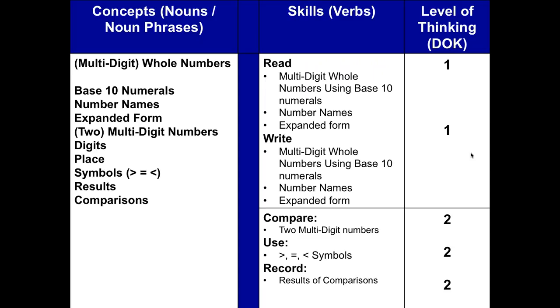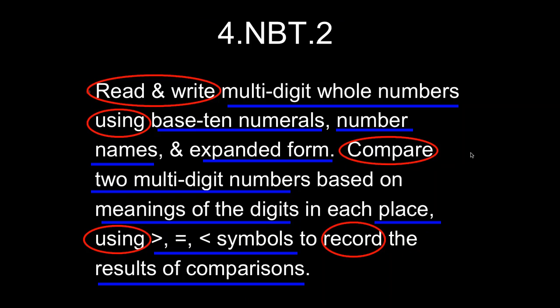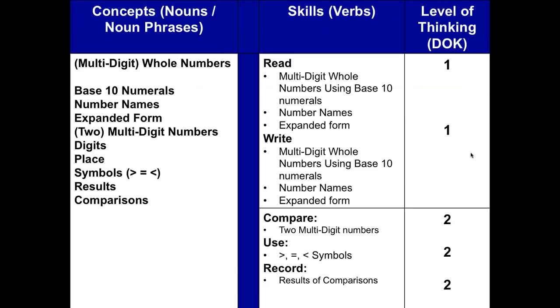So it's important that we're aligning the concepts with the skill, because that then identifies the DOK level. And then below you see comparing and using and recording. Comparing what though? Comparing two multi-digit numbers. Using greater than, equals, or less than symbols. Recording the results of the comparisons. So it's critical when we unwrap that we don't just underline and circle and then list those 5 particular skills, but what we actually have to do with them in terms of adding the concepts next to them.